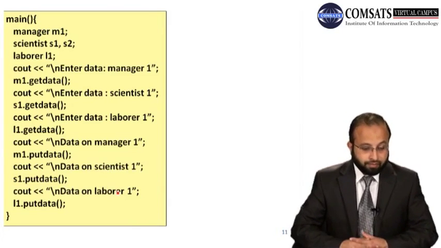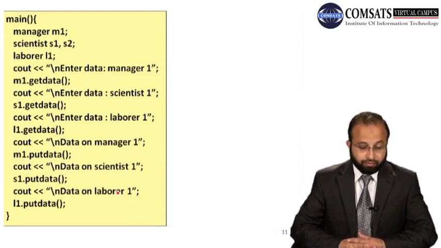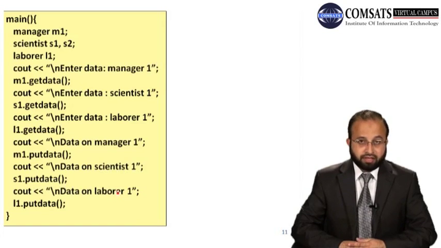Now in the main program, this is the main, we will go to the program first. Let's dry run the main program. In the main we create one manager object, two scientist objects, these are S1 and S2, and one laborer object, that is L1.